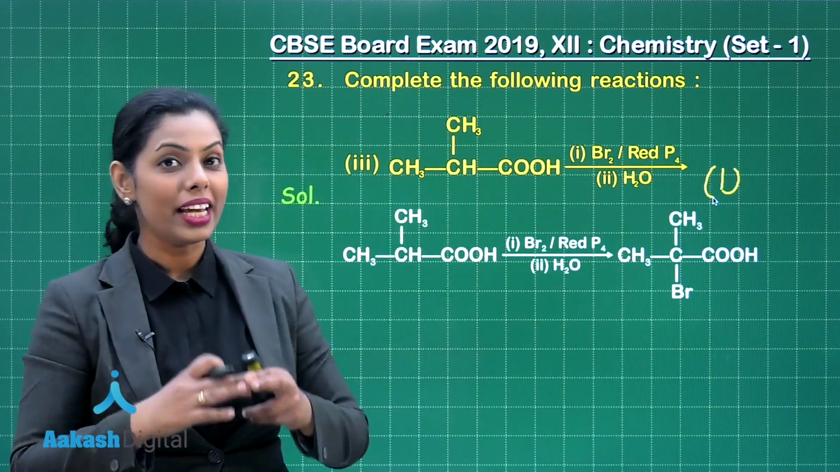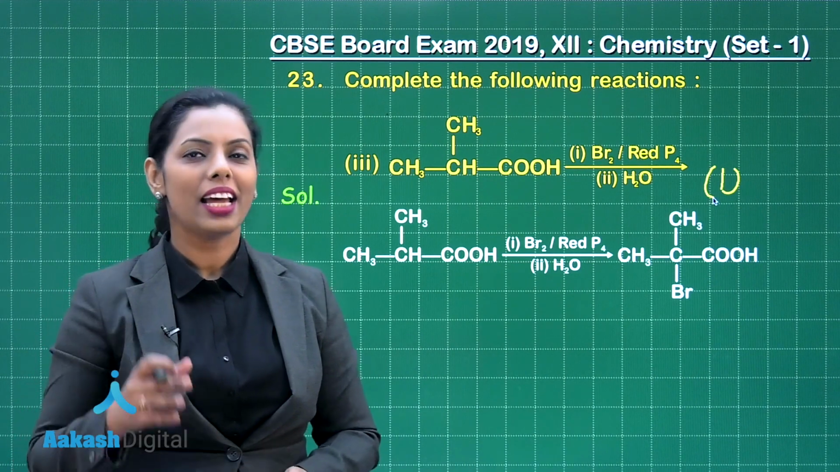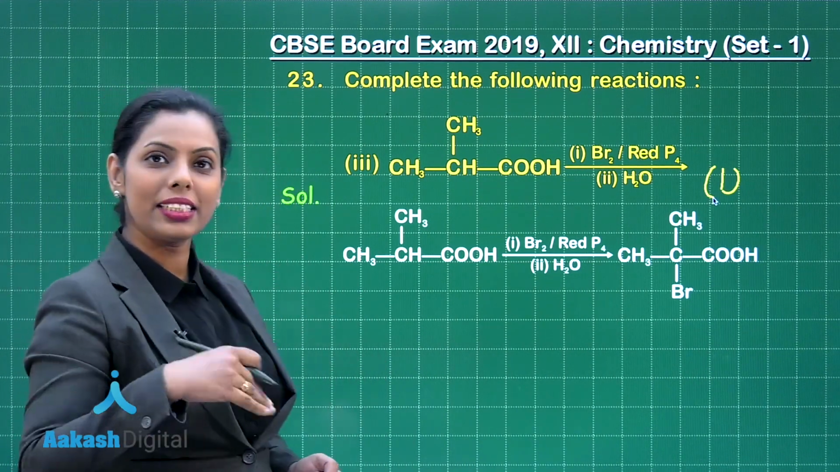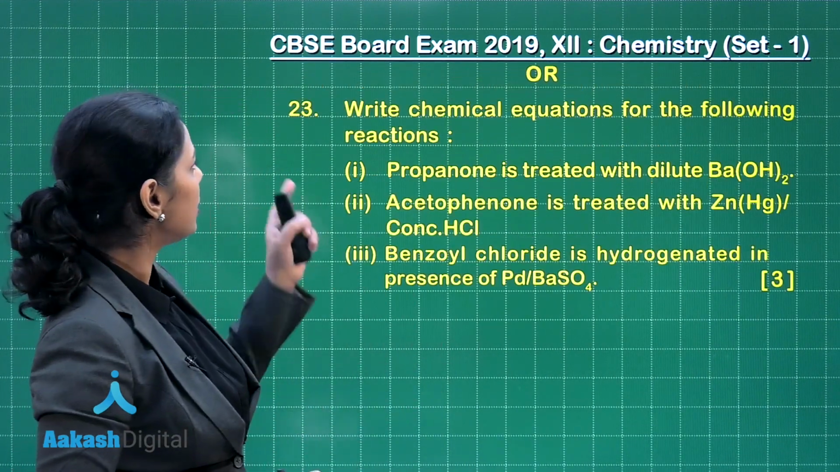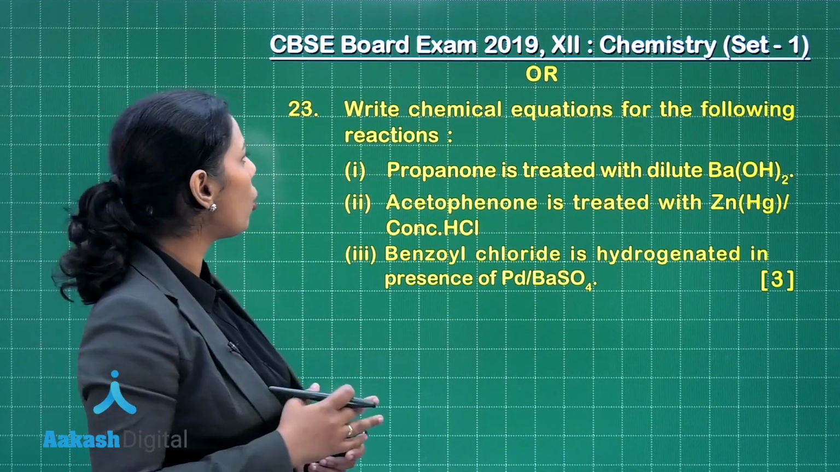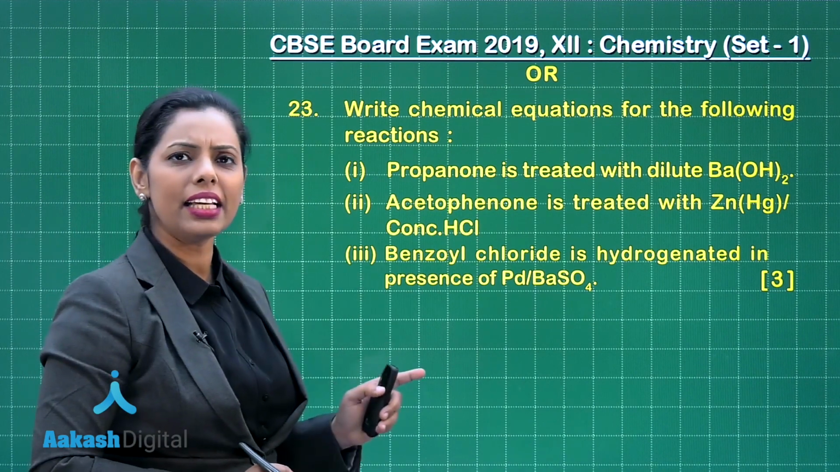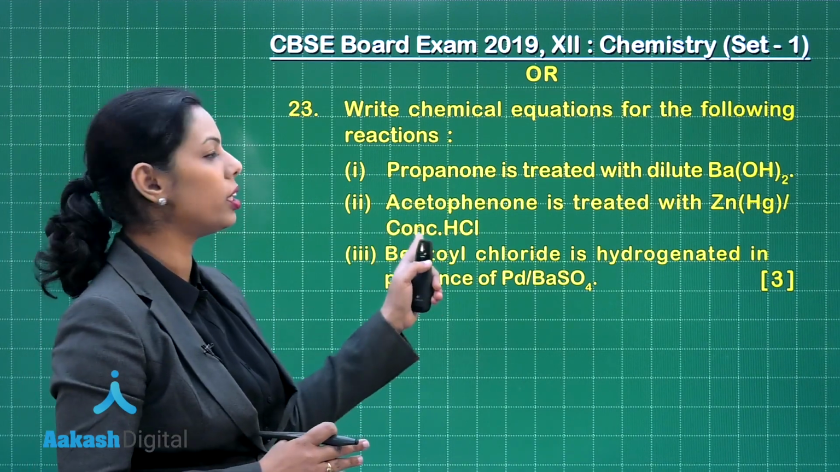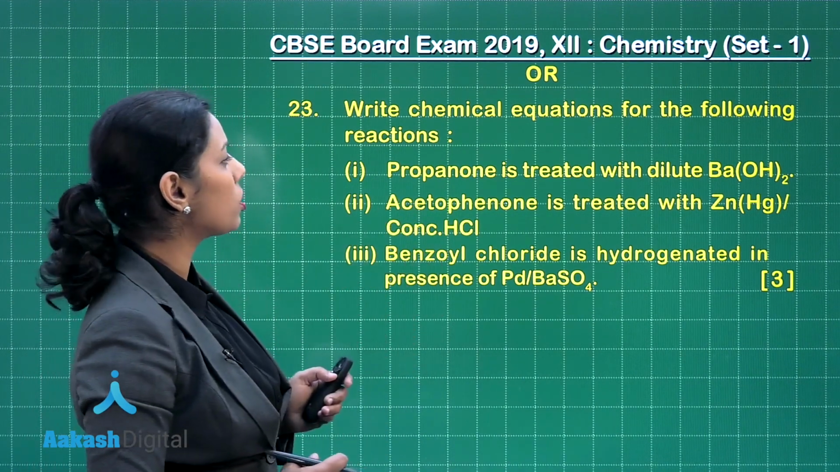After this, there is the internal choice in this question, and it means you can solve the second part also. So here the second internal choice is given: write chemical equations for the following reactions. In this case you have to write the reactions for these processes. Let's take these processes one by one.